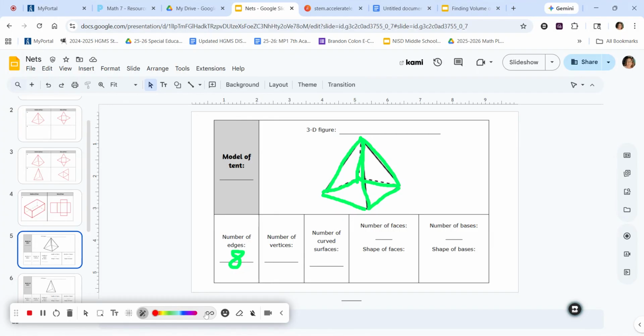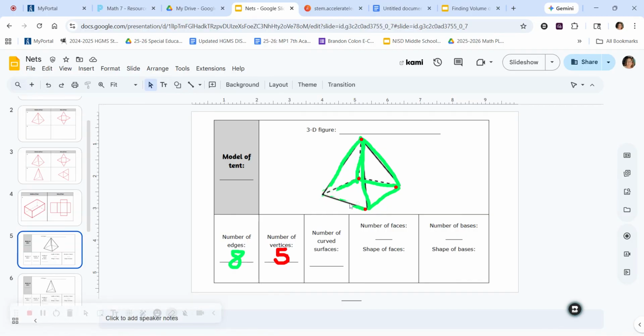Okay. Now let's count the number of vertices. Vertices are where 2 lines connect, where they meet. So I have 1, 2, 3, 4, 5. Okay, so there's 5 vertices. Do you see any curved surfaces? No. I hope you said no, because there are not any. So that is no, or 0. So we're going to write that in. There are 0 curved surfaces.